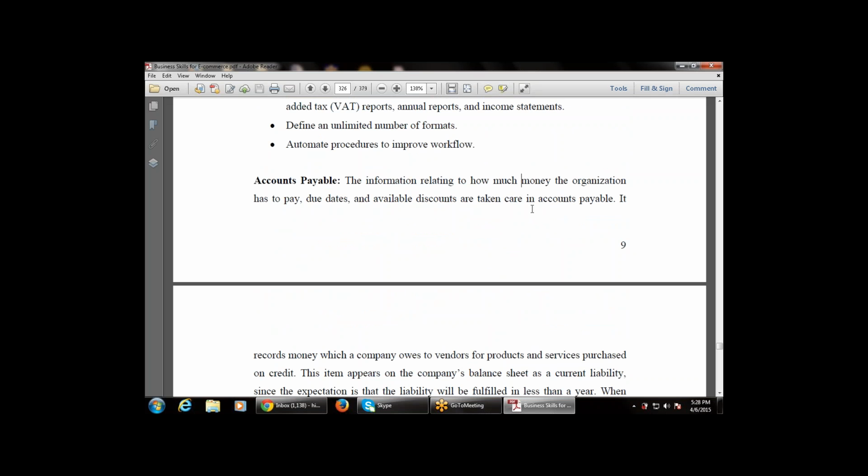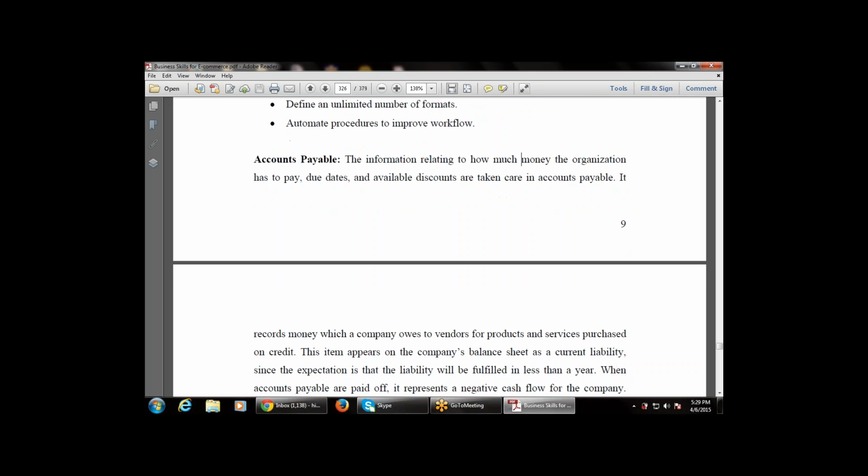So whatever money the company has to pay, the due dates and the available discounts are taken care of in accounts payable. It records money which a company owes to vendors for products and services or purchases on credit. So any money that a company owes, anything purchased on credit from vendors, is stored in accounts payable.